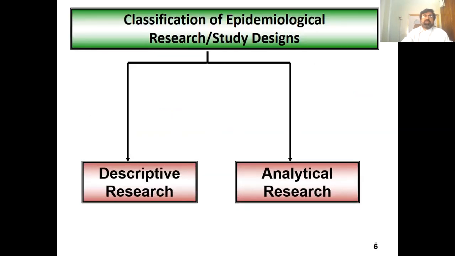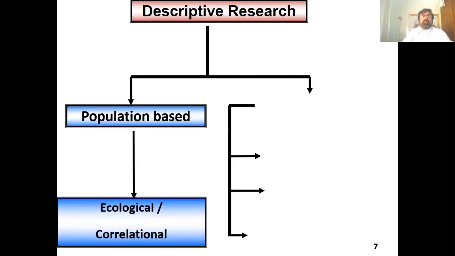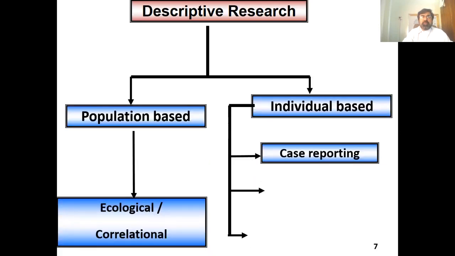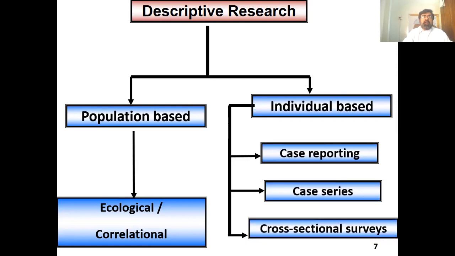This is the classification. Mainly the epidemiological designs or quantitative designs are classified into 2 groups, the descriptive designs and the analytical designs. This classification is the WHO classification of study designs. The first type, descriptive research or descriptive design, is further divided into 2 groups: population-based, which is also called ecological or correlational study, and individual-based. In individual-based studies, there are case reporting, case series, and cross-sectional surveys.